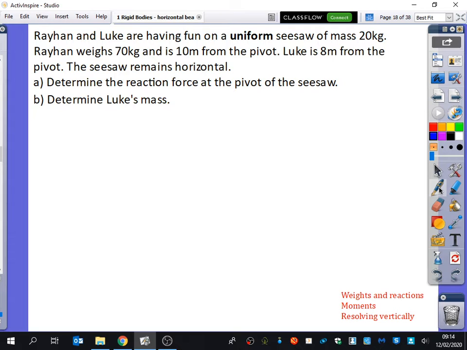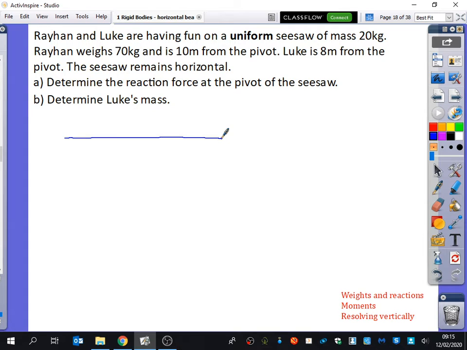determine Luke's mass. Now, we looked at this question with the other group yesterday, and this is a ridiculous seesaw, because this seesaw is 18 meters long, which is like a giant, giant seesaw. It's also a really bizarre seesaw because the pivot isn't even in the middle. So you get it though, whatever. It's just a fake real life question, really.